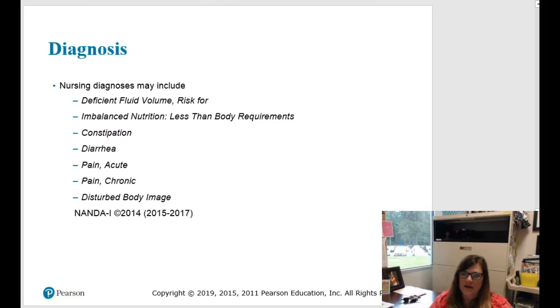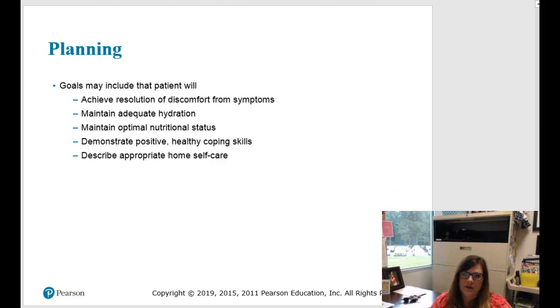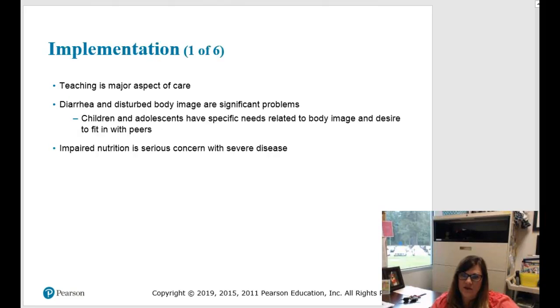Diagnosis is that you would see the normal ones you would think of for nursing diagnosis about fluid volume, nutrition, constipation, diarrhea, pain, body image, of course. So what are we going to try to do for these patients? Well, we want to try to get them back to a state of remission, get rid of those symptoms, keep them hydrated, and have optimal nutrition status, right? And positive, healthy coping skills, also demonstrate for them appropriate home self-care and make sure that they're able to do that. Teaching is going to be a really big part of it.